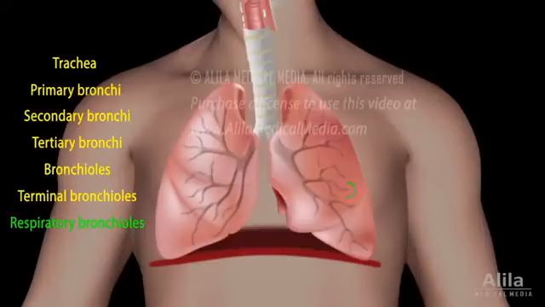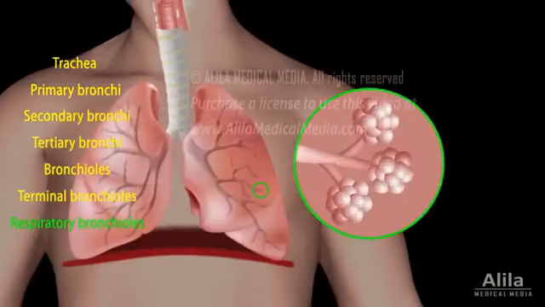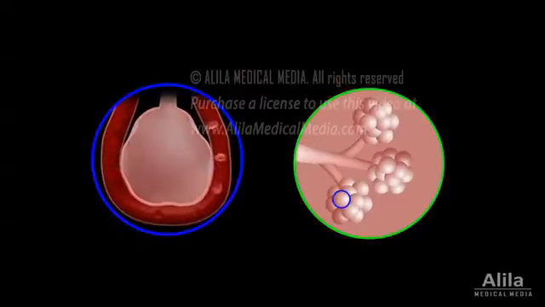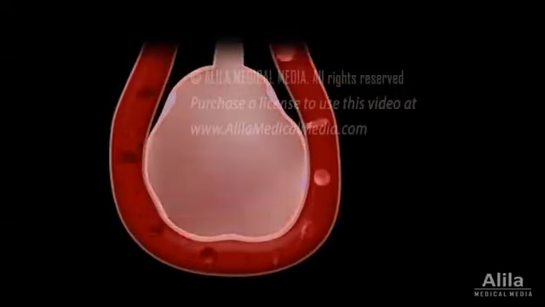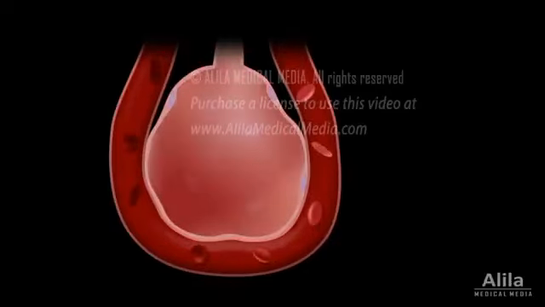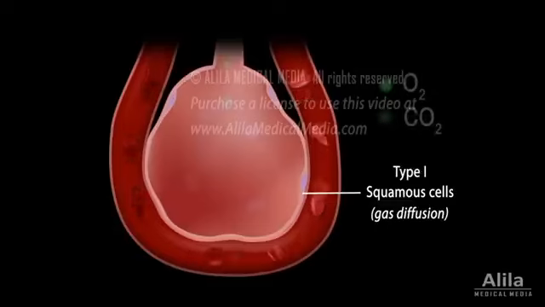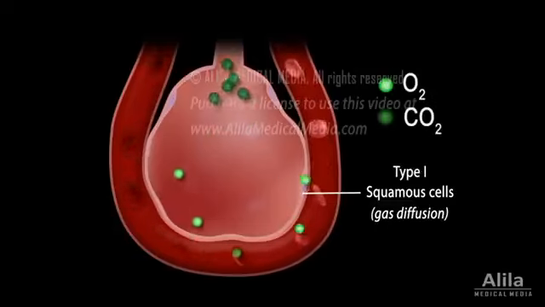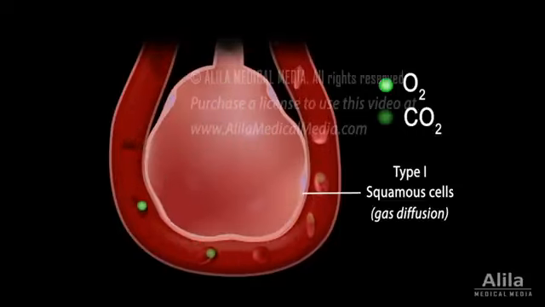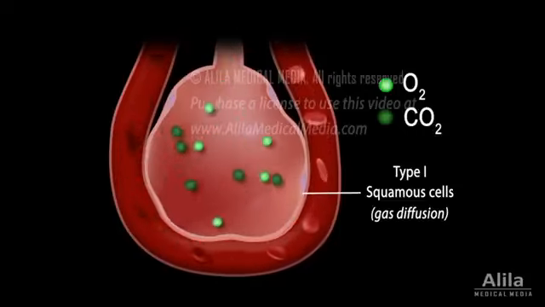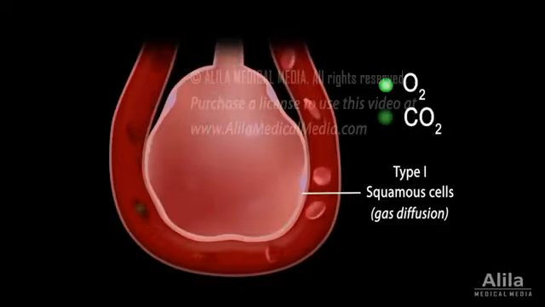The respiratory bronchioles end with microscopic air sacs called the alveoli, each of which is surrounded by blood capillaries. This is where the gas exchange process takes place. The alveolar wall is composed mainly of type 1 thin squamous cells, which allow rapid gas diffusion. Inhaled oxygen moves from the alveoli into the blood in the capillaries, while carbon dioxide relocates from the blood to the alveoli to be exhaled out of the body.